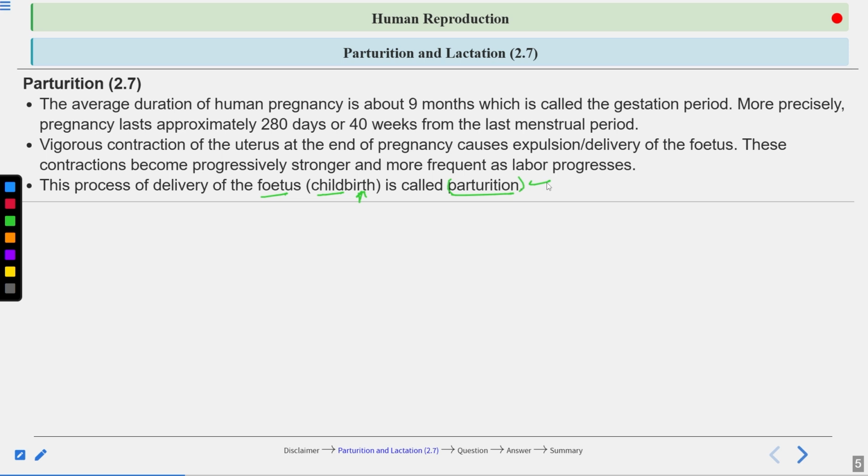There is fertilization, insemination, then gametogenesis, then morula, blastocyst, then parturition, lactation. There are a lot of terms here. You should know the definition of all of these terms. So parturition is the childbirth.